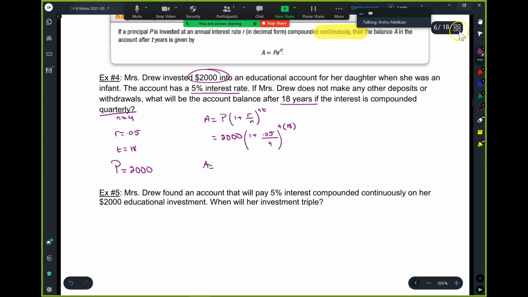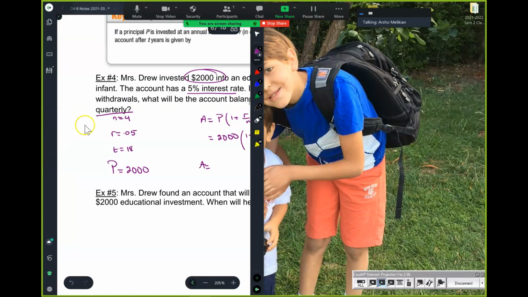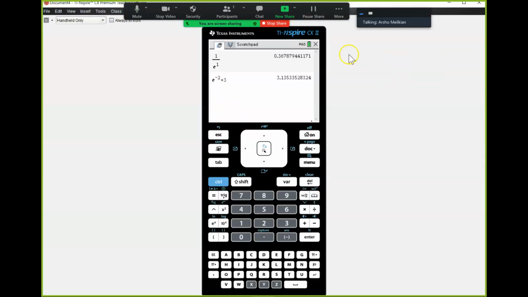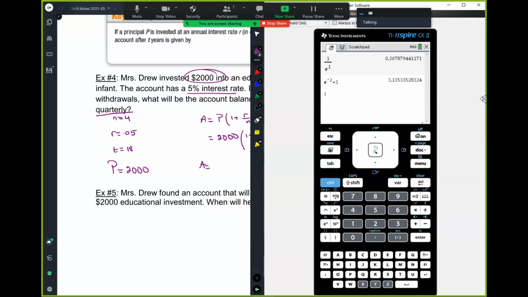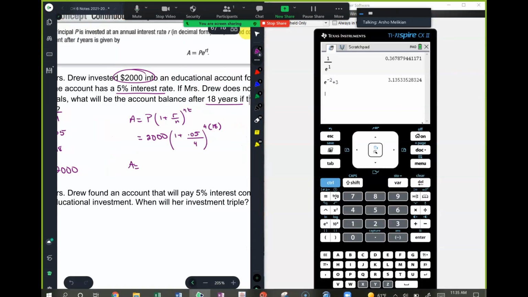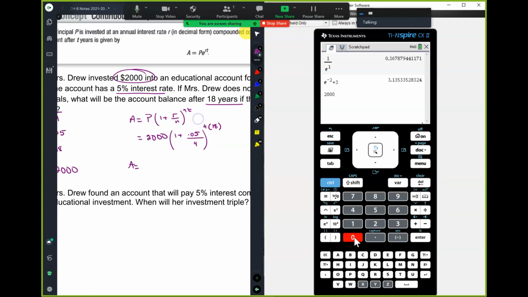So here we go. It's 2,000 times 1 plus 0.05 divided by 4 to the power of 4 times 18. So after 18 years, she will have this much money. You have to round it to the correct amount of places.